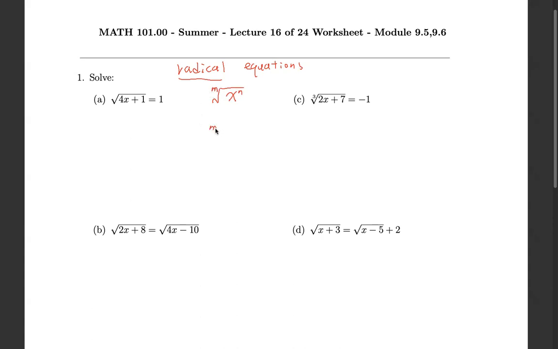Let's remember, what does this mean? If I have y with the index m equals some k, equivalently, that means k raised by m equals y. So this is the meaning of this. Sometimes I read it as the mth root of y. So this m is the index.